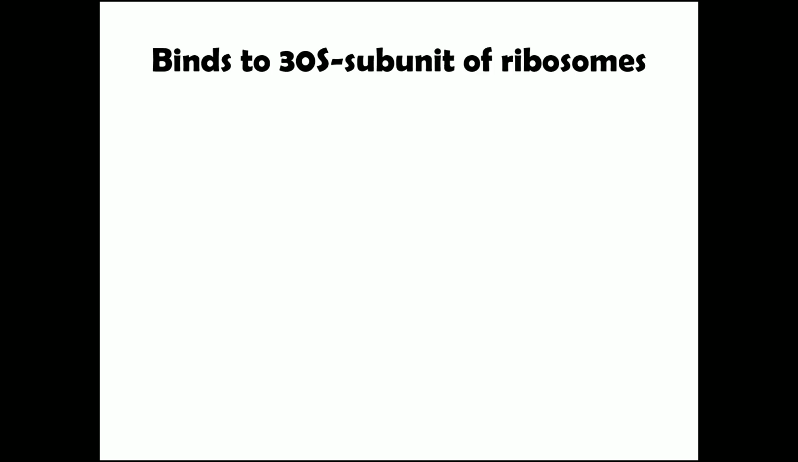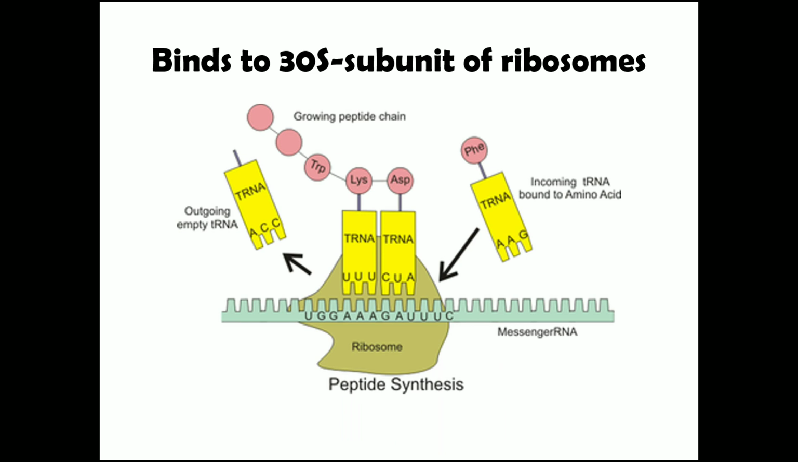They bind to the 30S subunit of ribosomes. Once they reach the cytoplasm, they bind to the ribosomes, especially the 30S subunit of the ribosome. As you can see here, this is the complex which is actually involved in protein synthesis. There are two subunits of ribosomes. The one at the top is the 50S subunit, and the one below is the 30S subunit. And the long strand which you see here is a messenger RNA, also known as mRNA.